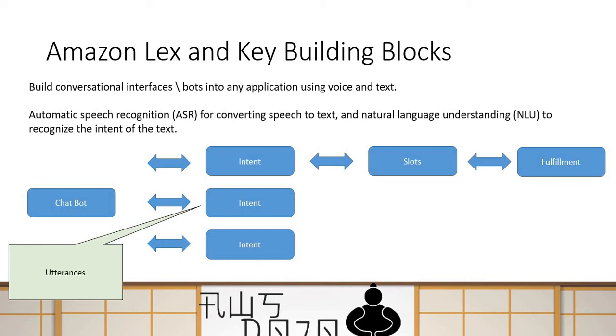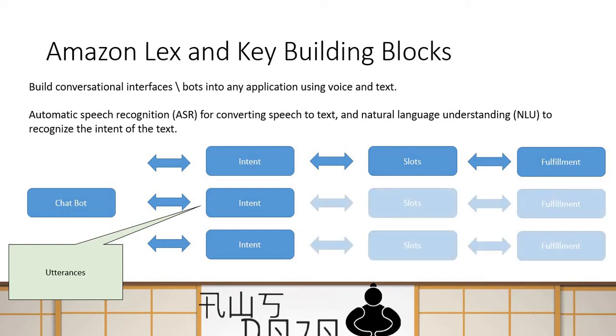And in fulfillment, you can go and configure a Lambda function, where you can build your business logic: if this is the input the customer has provided, this is the response I'm going to give back to the customer. That kind of business logic you can create inside a Lambda function and configure in fulfillment. So you configure slots and fulfillment for all the intents. And once you have done that, then yeah, your chatbot is ready. You can start communication with the chatbot.